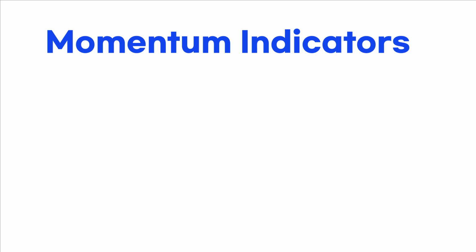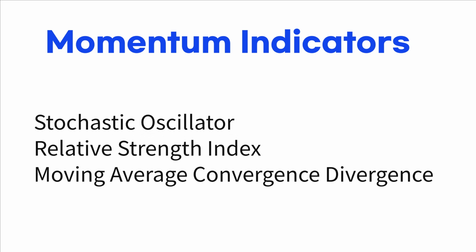Momentum indicators measure the strength of the movement in prices and are useful in identifying key reversal points. When the indicator reaches extreme levels, it could signal a potential change in trend. On top of that, divergence is another widely used concept in momentum indicators. We will explore this in more depth in the future videos. Here are the most widely used momentum indicators: stochastic oscillator, relative strength index, and moving average convergence divergence.